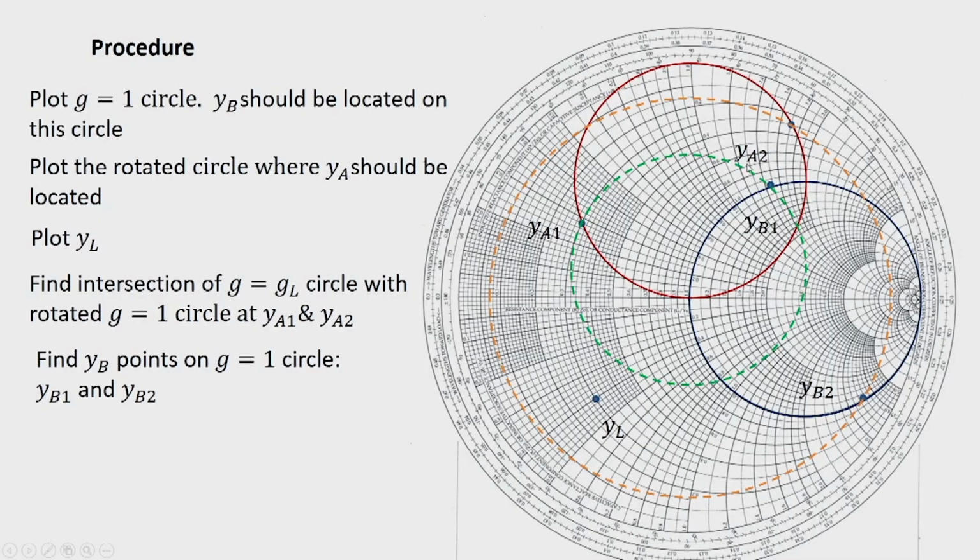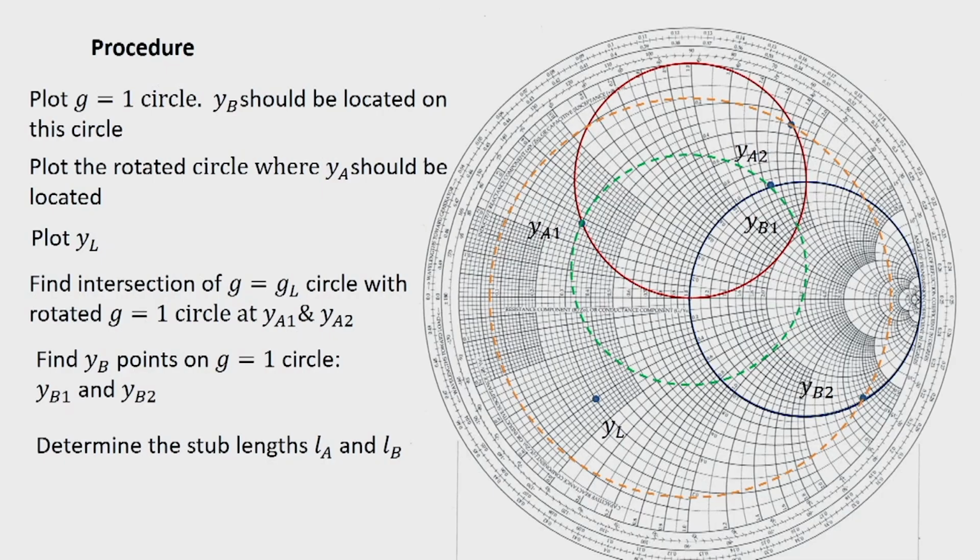So, we can calculate for the other 2 points YA2 and YB2 as well. So, we can determine the stub lengths LA and LB that would be necessary, and the lengths will depend on whether we are choosing open circuited stub or short circuited stub.